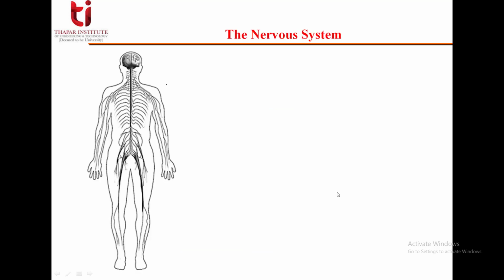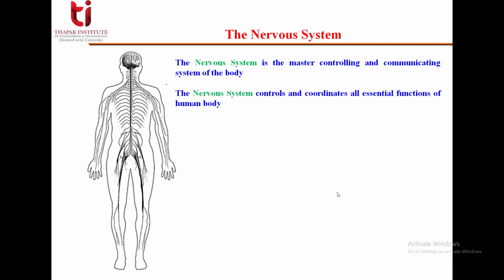Nervous system is the master controlling and communicating system of the body. It controls and coordinates all essential functions of the human body. It enables our body to respond and adapt to changes both inside and outside the body.